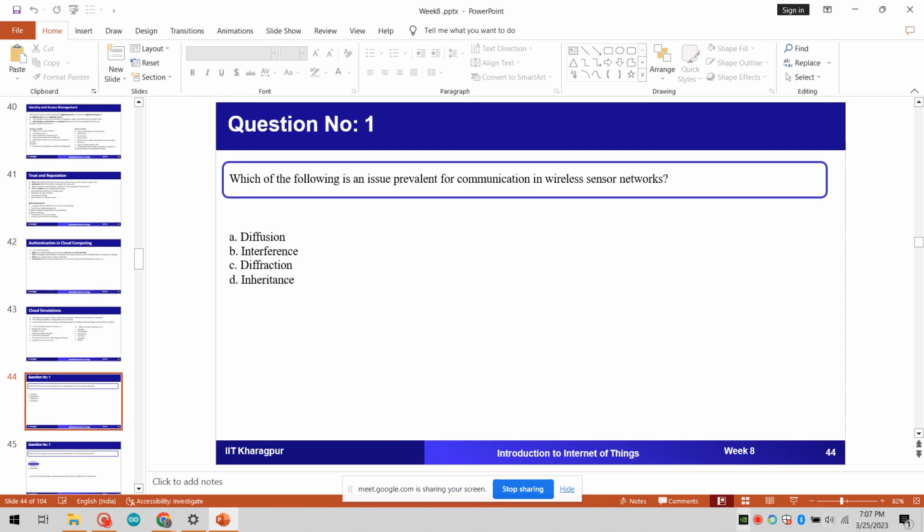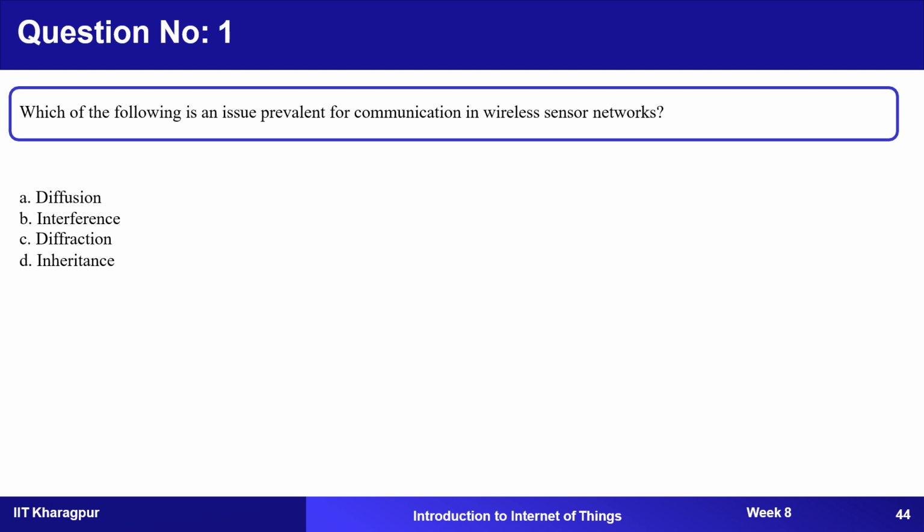Now the questions. So first question is, which of the following is an issue relevant for communication in wireless sensor networks? Options are diffusion, interference, diffraction, inheritance. So the issue that is relevant for communication in wireless sensor networks. Options are diffusion, interference, diffraction, inheritance.